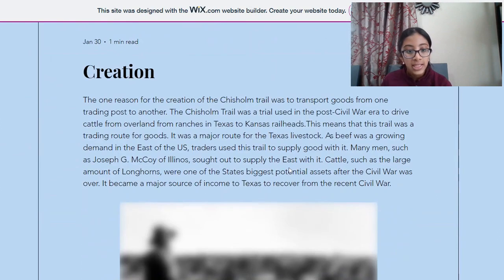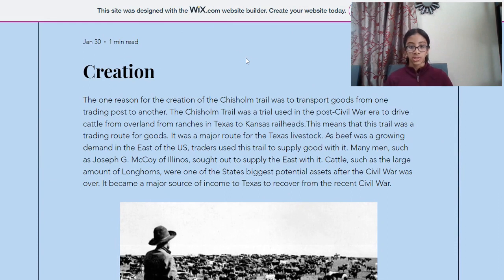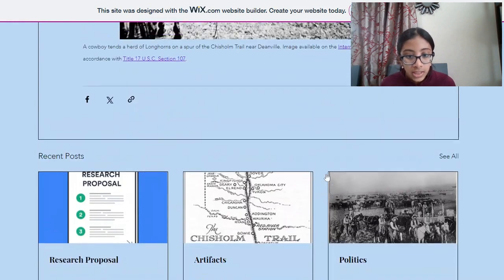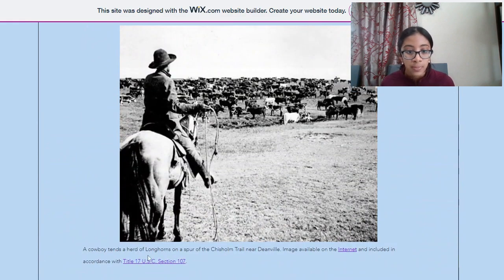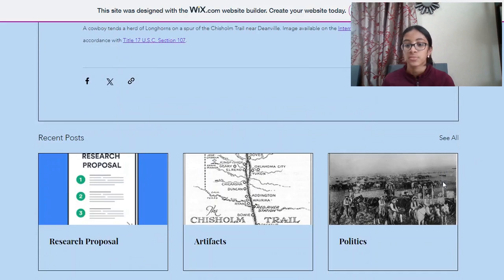The main reason for the Chisholm Trail was to transport goods, as I've cited multiple times, and it was a major route for the Texas livestock. And again, beef was a growing demand in the East because there was not much demand here in Texas, and it was the state's most potential asset. It was a major source of income to recover from the recent Civil War, which is how Texas got back on its feet. Now, here's a picture of a cowboy tending to a herd of longhorns on a spur of the Chisholm Trail.